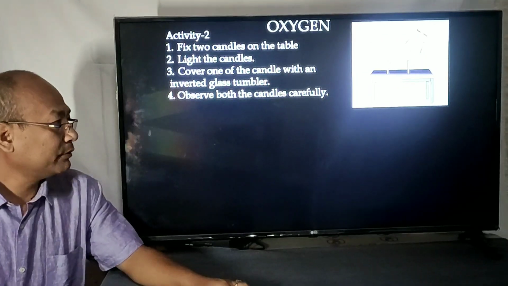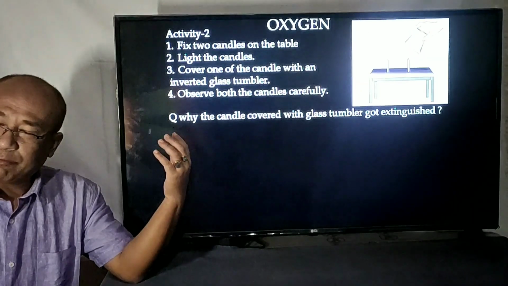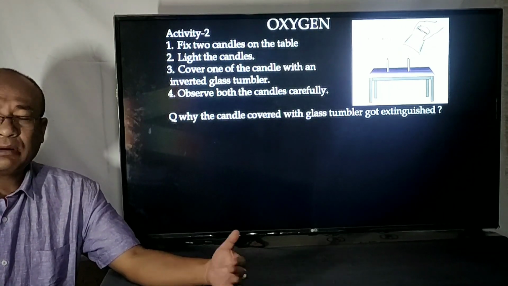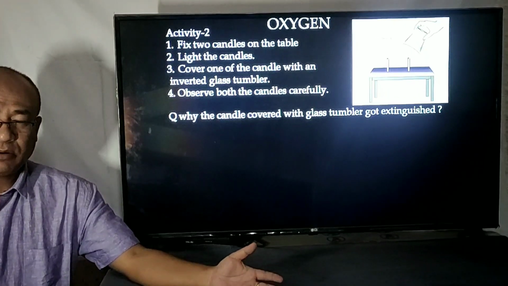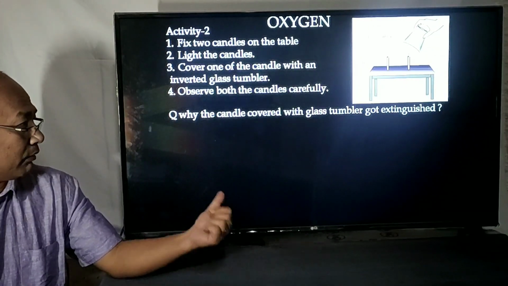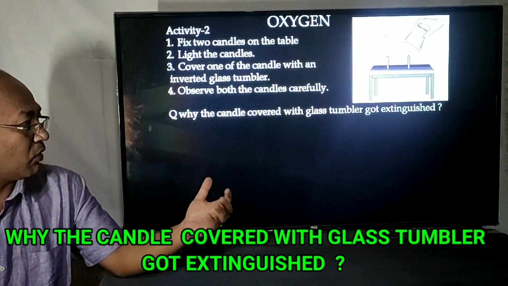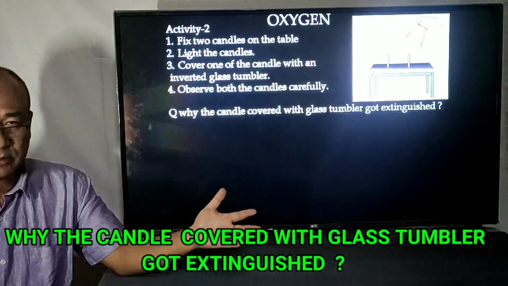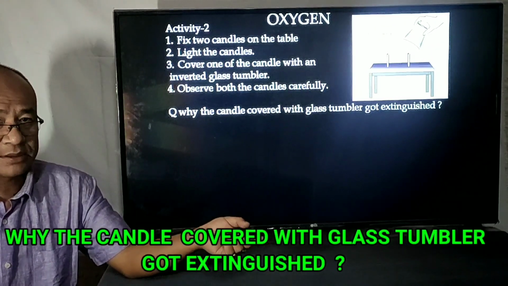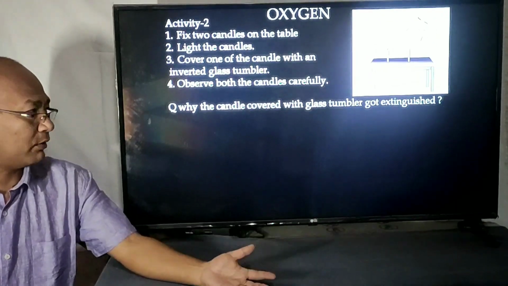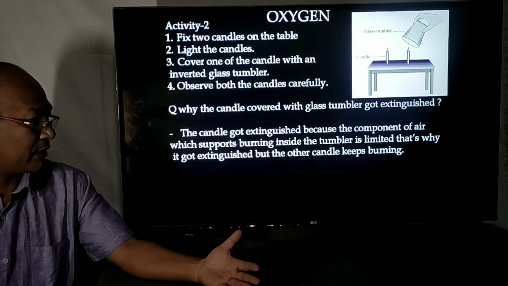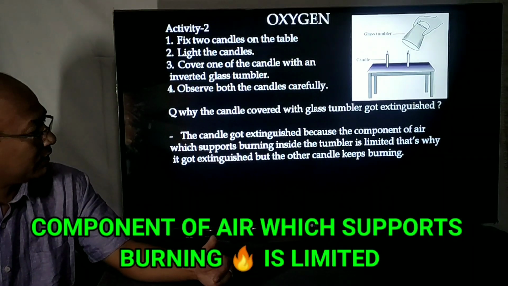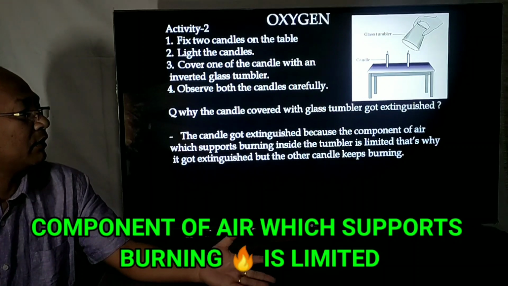Welcome back everyone. So we have watched the video and we understand how oxygen is present in air. Now here is the question: why did the candle covered with the glass tumbler get extinguished? It got extinguished because the component of air which supports burning inside the tumbler is limited. But the other candle keeps burning.